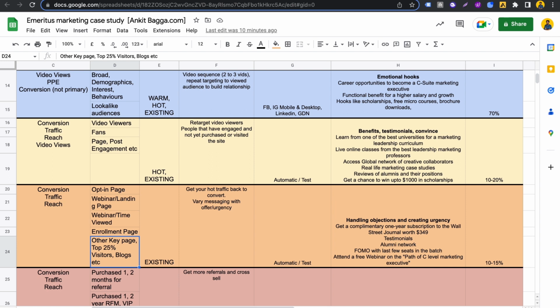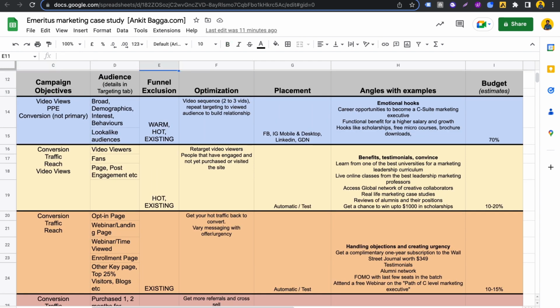People who are the top 25% of the blog visitors could be a good audience to retarget here. Here what we are doing is handling objections and creating some urgency. So there's a complimentary 1-year subscription to the Wall Street Journal that these guys are offering, and that is something that we could promote. There are testimonials. Again, a lot of what you will be promoting in the warm stage will follow along in the hot stage. It's just that maybe a little more FOMO element will come in when it comes to targeting the hot people, which will be a subset of the warm audience. 10 to 15% of the budget here.